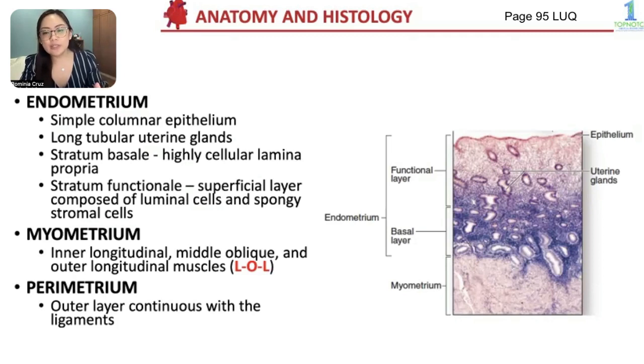Inner to your endometrium, you have your myometrium, which is the thickest layer of your uterus, composed of smooth muscles, your venous plexuses, and lymphatics. It has inner longitudinal, middle oblique, and outer longitudinal muscles. And I remember this through the mnemonic LOL. So longitudinal, middle oblique, outer longitudinal. And lastly, you have your perimetrium or the outer layer of your uterus, which is continuous to your ligaments.